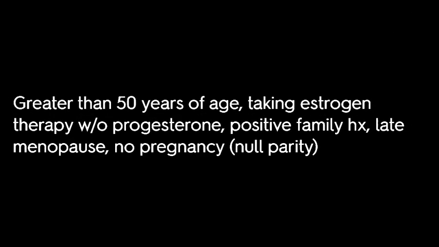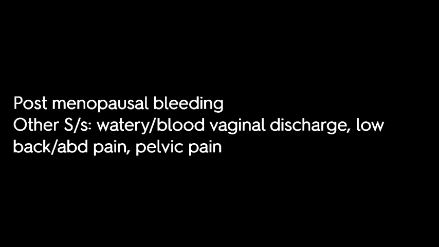Greater than 50 years of age, taking estrogen therapy with progesterone, positive family history, late menopause, no pregnancy. Uterine cancer signs and symptoms: postmenopausal bleeding. Other signs and symptoms: watery blood vaginal discharge, low back and abdominal pain, pelvic pain.